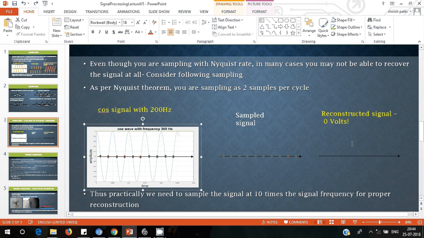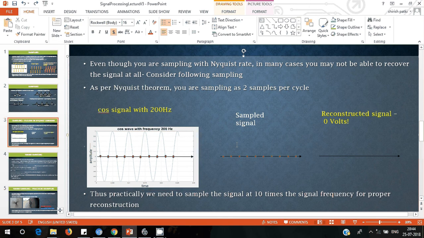You actually have the cosine signal which is sampled at the Nyquist rate. Still, you are not able to recover your original signal because you are making some mistake while taking the samples. You must take care about the position of the first sample, or the position of the samples. You should not sample the 0 volt points. So even if you are satisfying the Nyquist criteria, you may not be able to recover the original signal at all. To avoid such cases, a precaution needs to be taken.